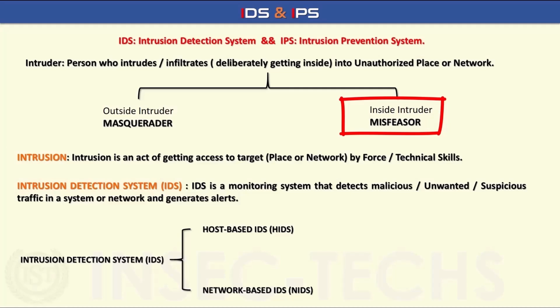A disgruntled employee who is a misfeasor and is working in the IT section of a company may not access the files that are related to a finance section or a finance department. So as an inside intruder, he is more dangerous than a masquerader who is an outside intruder. And if this misfeasor has hacking skills, he can exploit the vulnerabilities of inside systems or a network, then he can easily get access to unauthorized resources over that network or in that company.